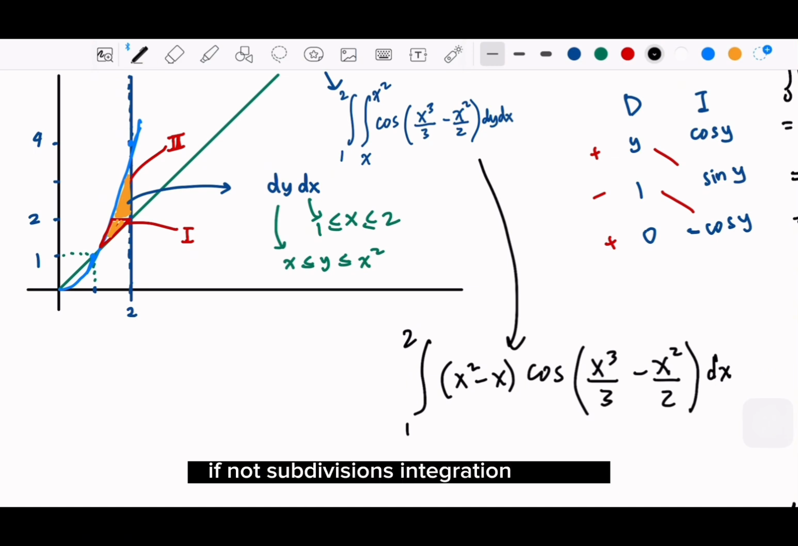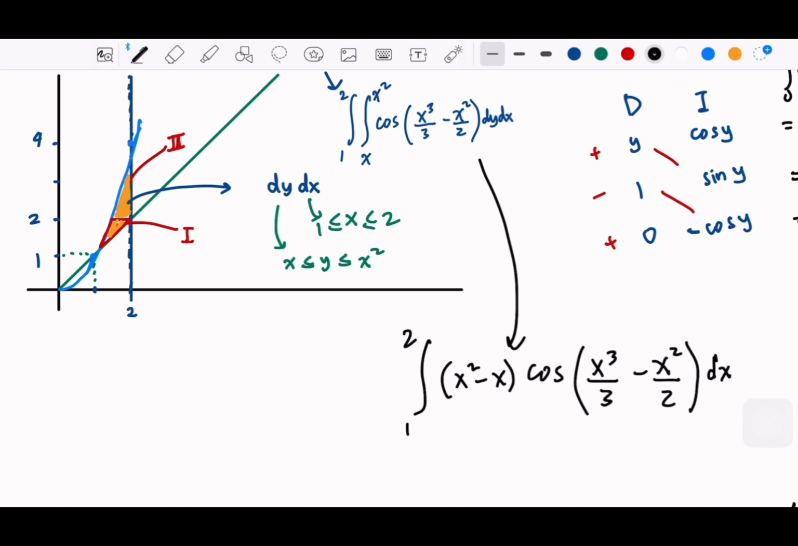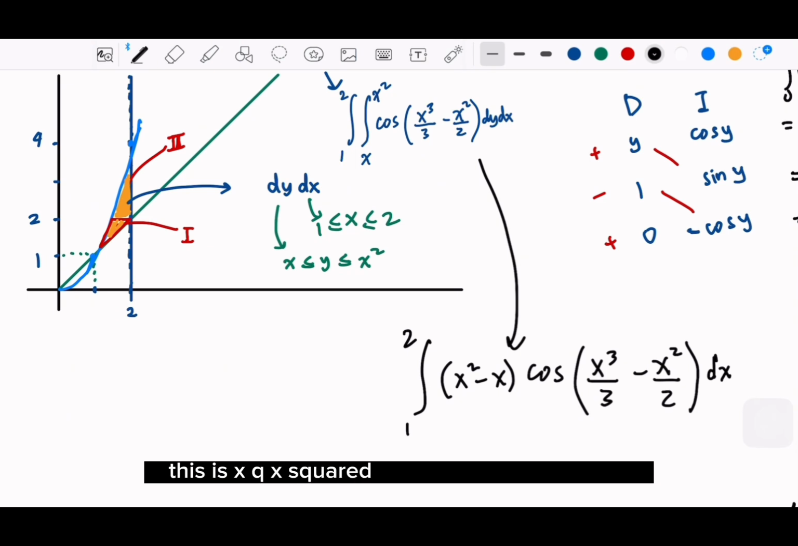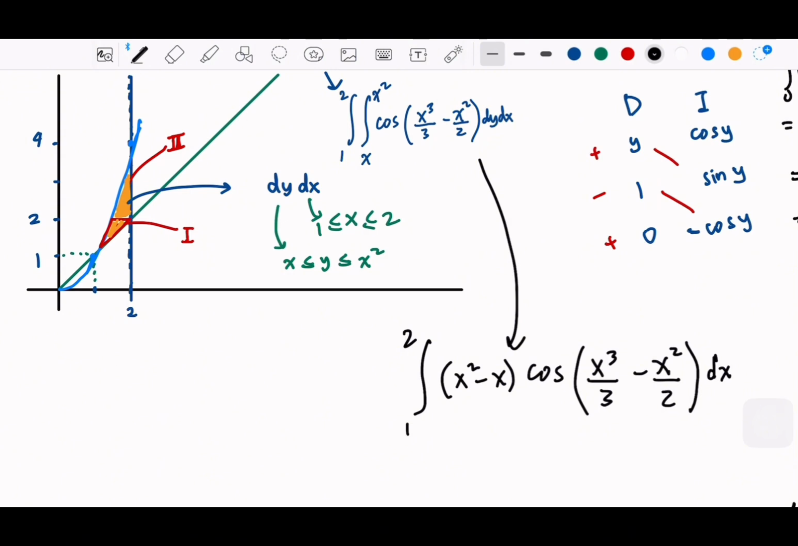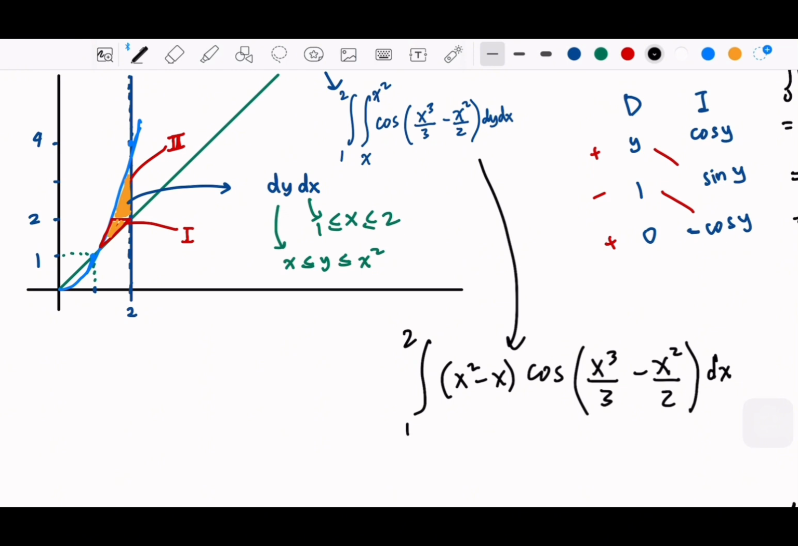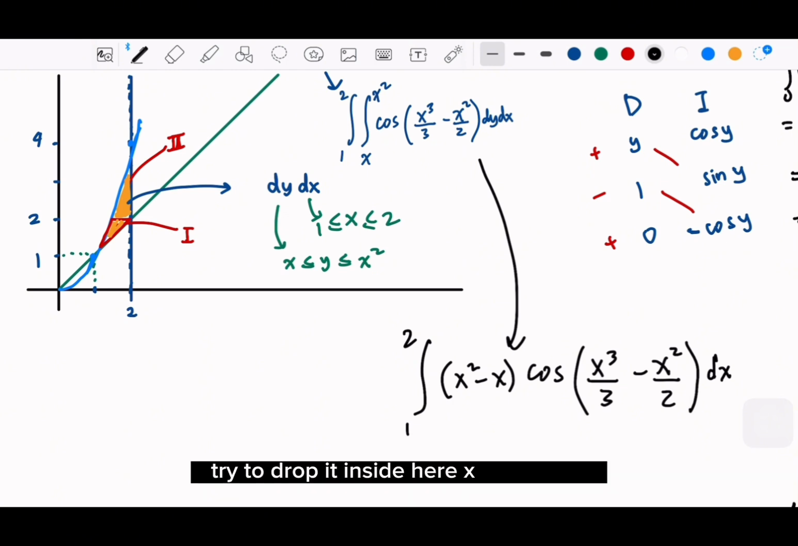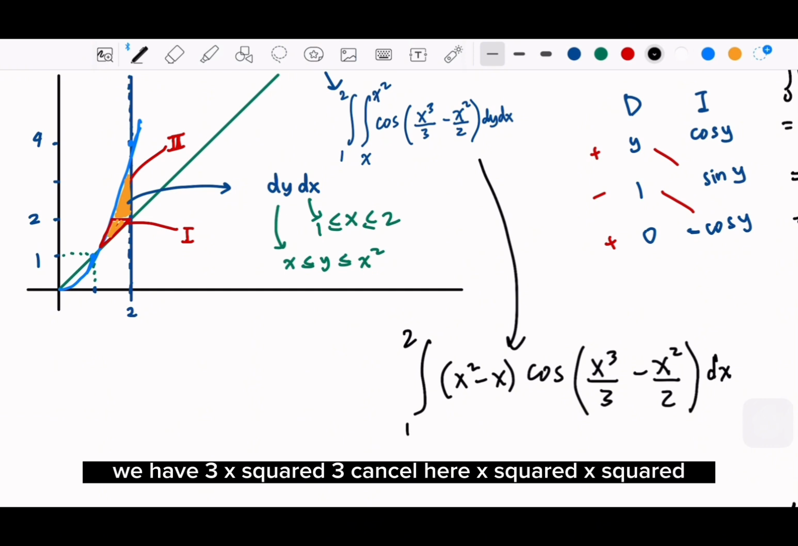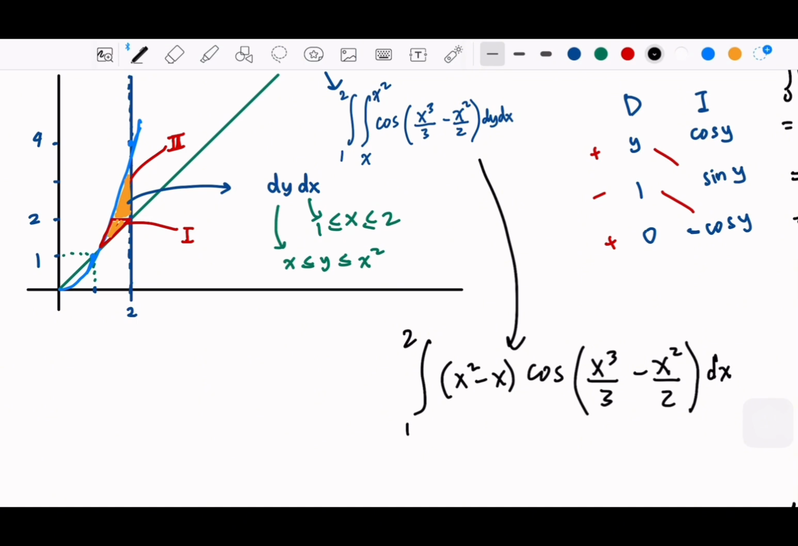If not, substitution, integration by parts, or just trigonometric. This is x cubed over 3, x squared over 2. This is x squared minus x. Can you see the patterns now? If you try to derive this, it will become this, right? Try to derive the inside here, x cubed, derive, becomes 3x squared, 3 cancels here, x squared, okay? X squared here, 2x, cancel 2, becomes minus x, okay? So take that as a substitution.